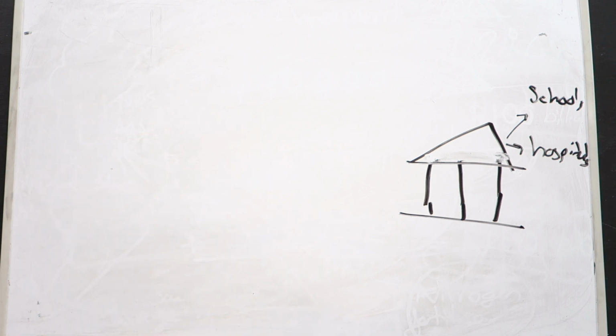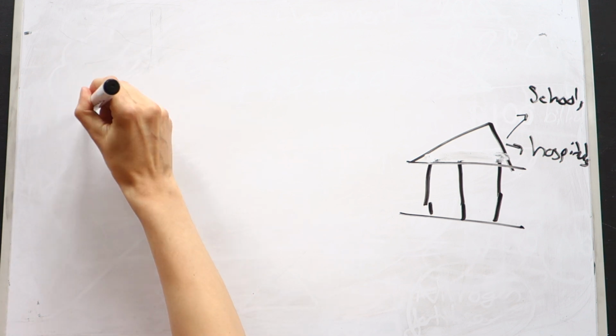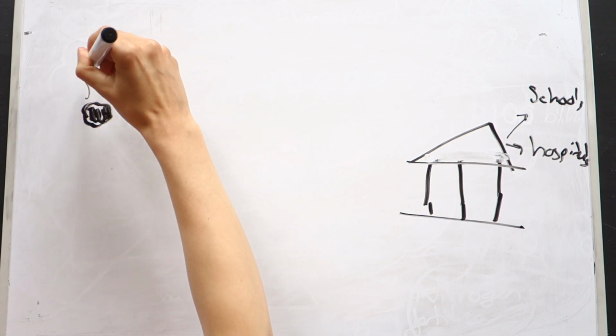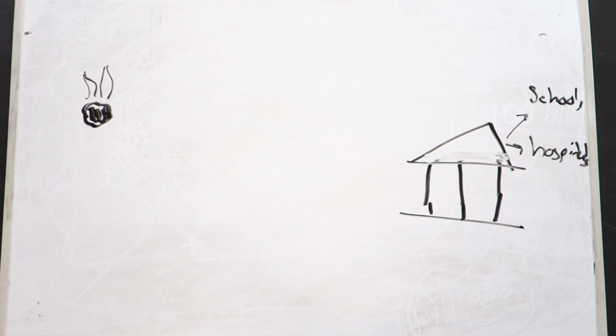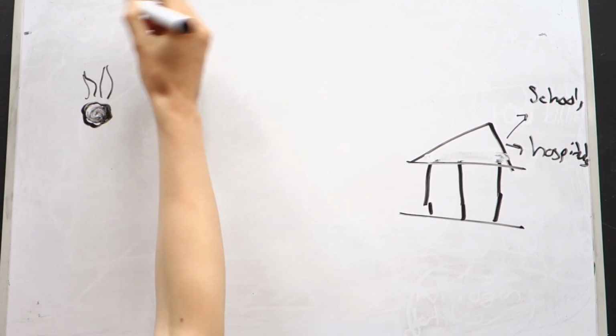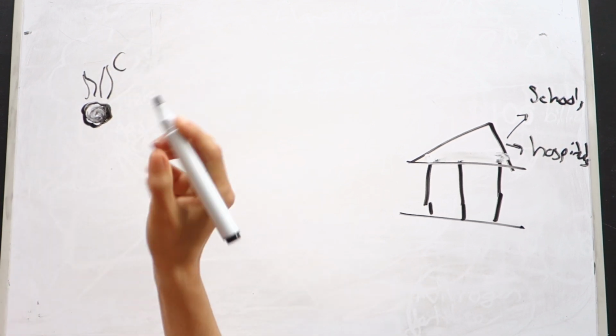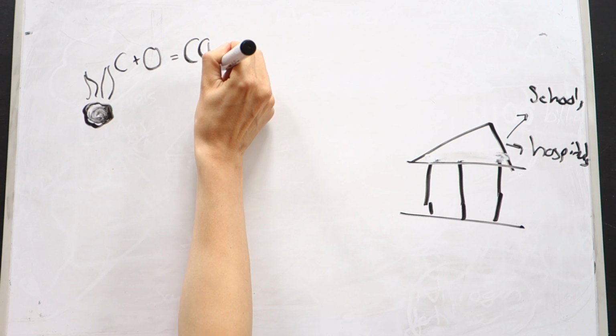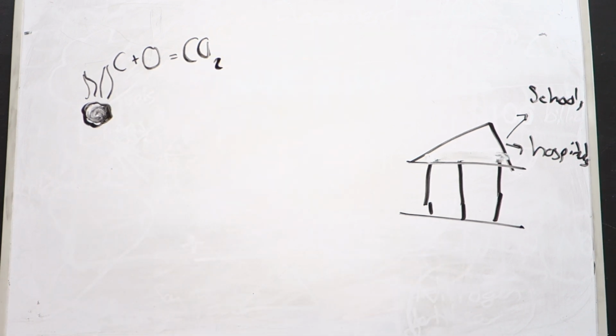Fossil fuels are made up from organisms like trees. So let's take a piece of coal. If we burn coal, we are releasing the carbon stored in the coal into the atmosphere. The carbon combines with the oxygen to create carbon dioxide. So burning fossil fuels releases carbon dioxide into the atmosphere.